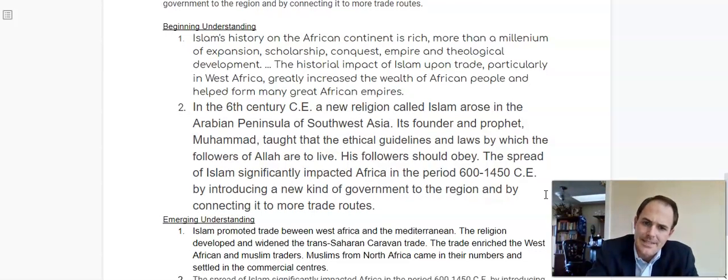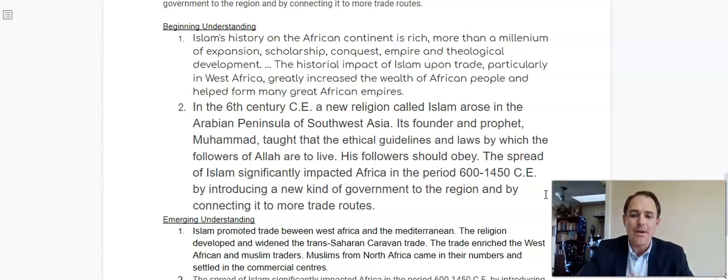All right, here's another example. In the 6th century CE, a new religion called Islam arose in the Arabian Peninsula of Southwest Asia. My beginning sentence. Its founder and prophet Muhammad taught that the ethical guidelines and laws by which the followers of Allah are to live. Yeah, but what are they? His followers should obey. Should obey what? This to be honest was so close to being emerging, but there's just not much background information here about Islam. So not enough to count as a passing score.